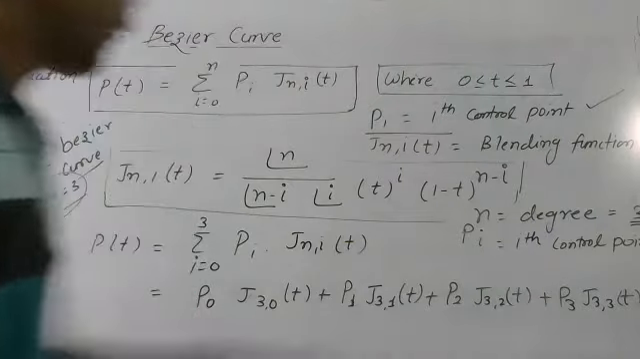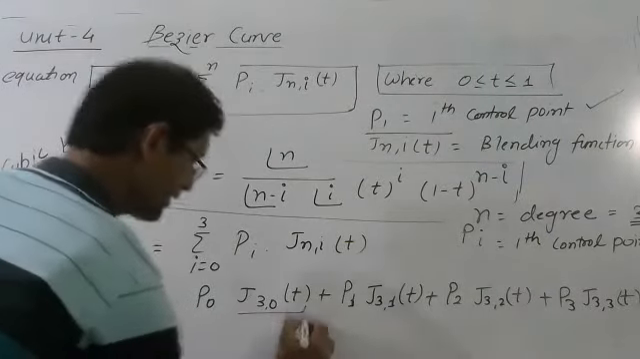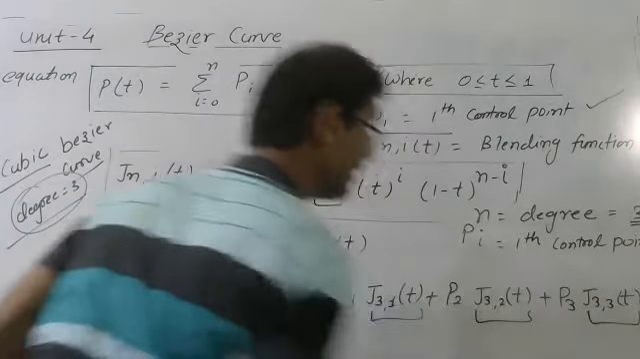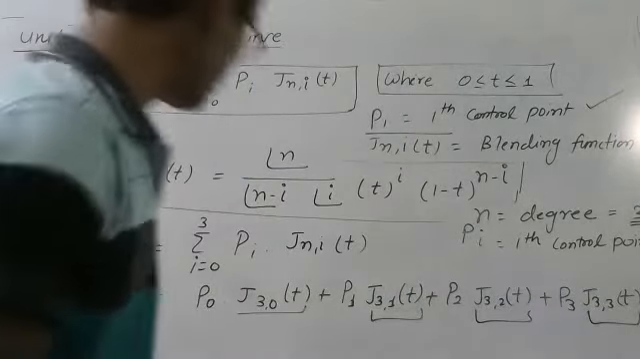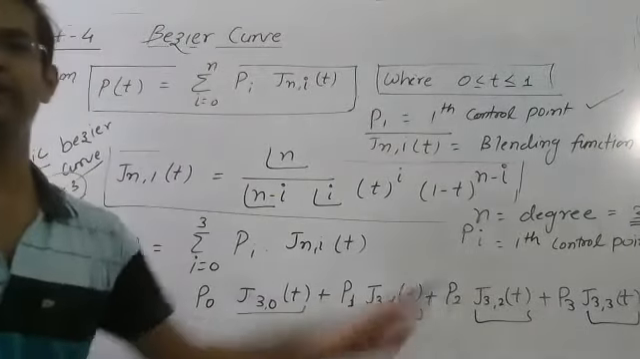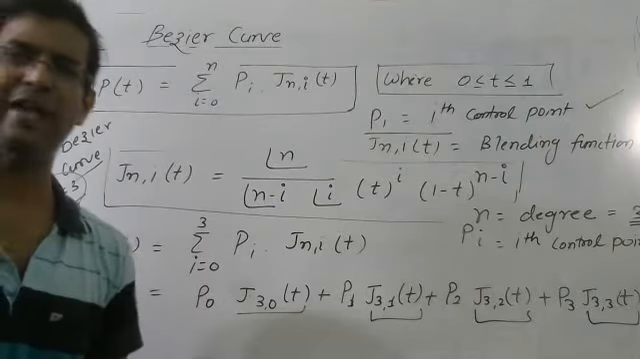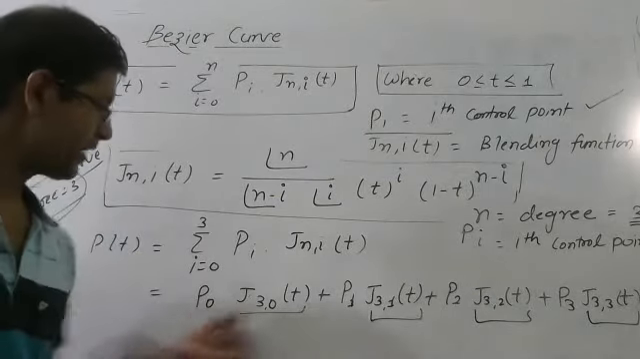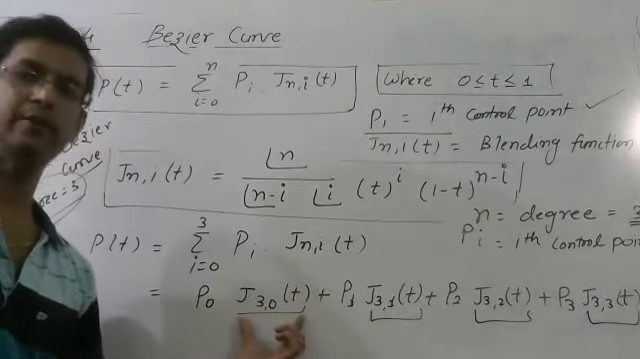Now how can we solve this? J 3 comma 0 t, 3 comma 1 t, 3 comma 2 t, 3 comma 3 t. We need not solve P0, P1, P2 and P3 because these are the control points. A control point has some constant value like 10 10, 20 20, 30 30, 40 40 like that. So these are constants. So we need to solve only this particular portion.